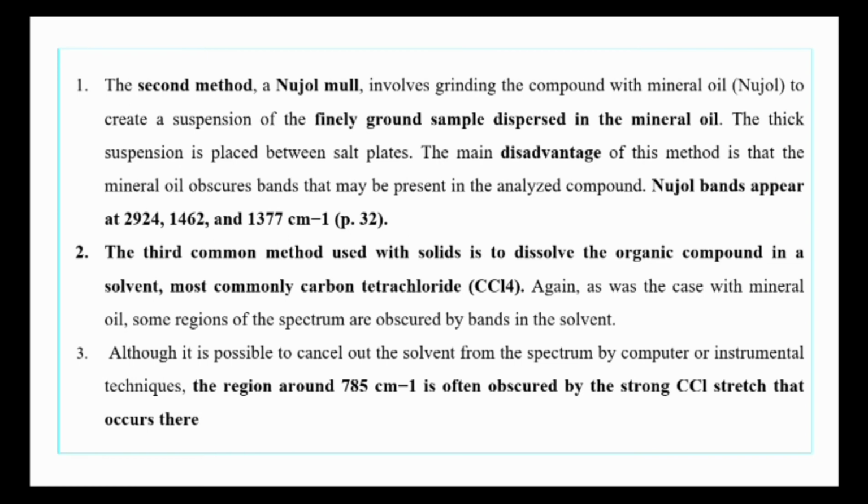The third common method used with solids is to dissolve the organic compound in a solvent, most commonly carbon tetrachloride. Again, as was the case with mineral oil, some regions of the spectrum are obscured by bands in the solvent. The region around 785 cm inverse is obscured by the strong C-Cl stretch that occurs there, and we get the spectrum of our compound as well as the spectrum of CCl4.